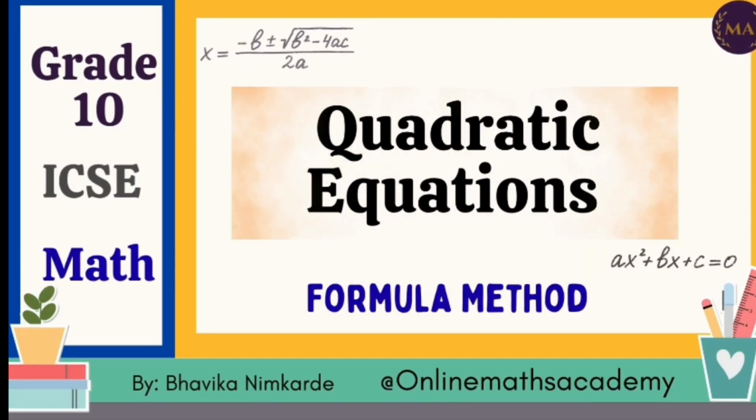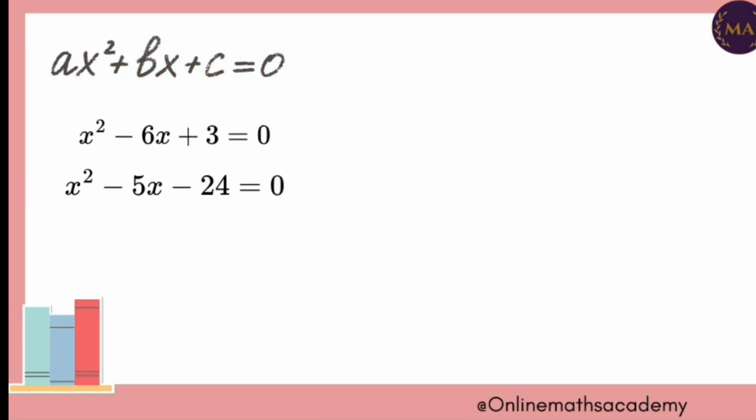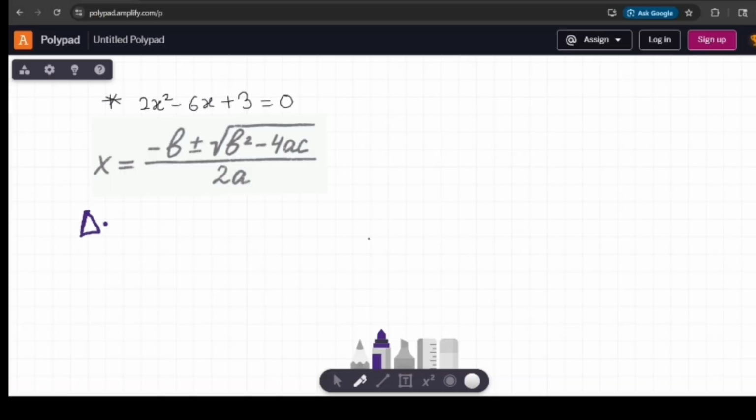Today we are going to learn solving quadratic equation using formula method. The formula to solve quadratic equation is x equal to minus b plus or minus under root of discriminant upon 2a. So let's start with the sum 2x² minus 6x plus 3.